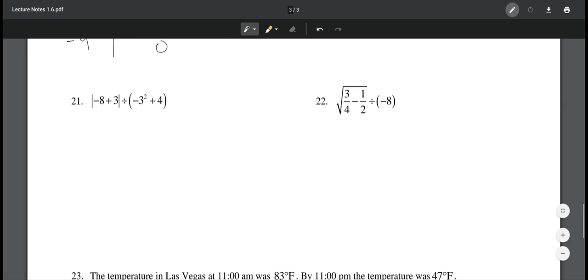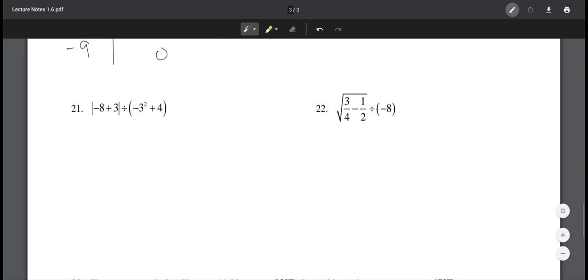Now, the last 2 examples that we are going to do, we have 2 grouping symbols. So I need one number inside the absolute value, and then I need to get one number inside the parentheses. So I'm going to deal with the absolute value first. Negative 8 plus 3 stays the absolute value of negative 5, and the absolute value of negative 5 is 5.